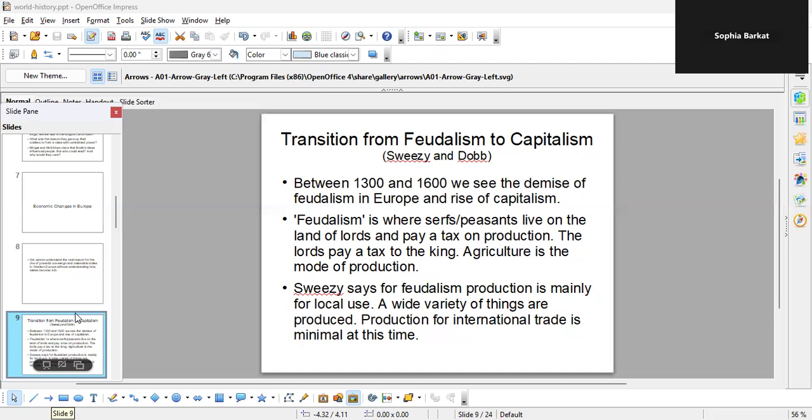But feudalism is a specific type of system because they're producing mainly for local use. Whatever the people are producing on the land, there's a local market or a few markets, and they go and sell those products and make some money. So a wide variety of things are produced. At this stage, production is basically for local markets. For international trade, production just isn't at that level, and nobody has yet come to realize that they want to focus production for trade.